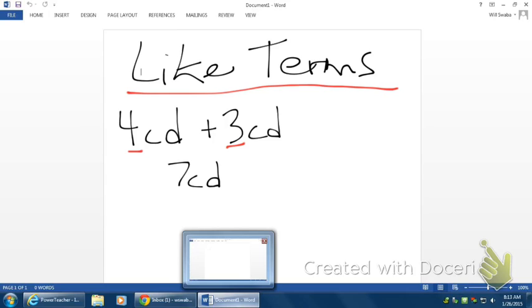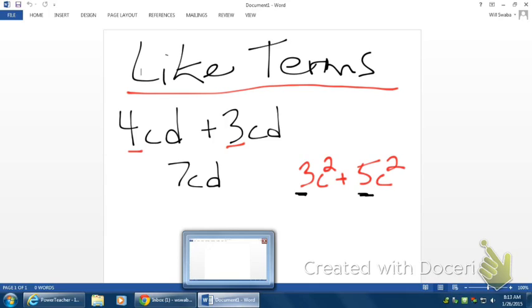Let's say if I have, what about this? Like terms? Are they? Would you multiply the exponents? Would I? What do you think? Anybody else? Well, you're adding them.